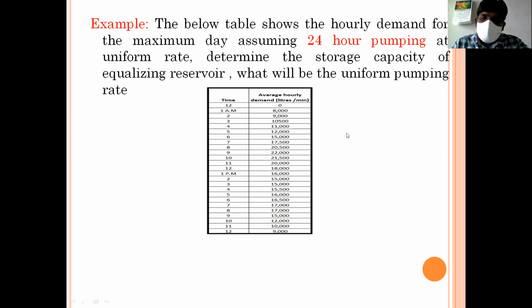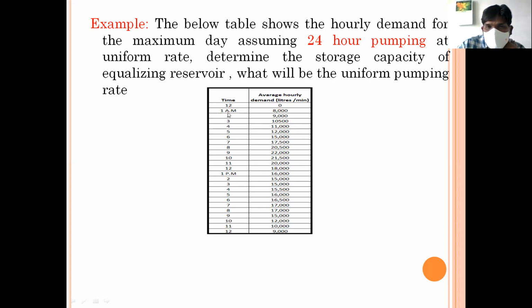How we can find out the storage capacity from the given data, that we are going to discuss now. Keep in mind, we are going to discuss the storage capacity of a reservoir when the pumping is almost 24 hours of a day. This is the problem we get in examinations. Have a look more keenly.